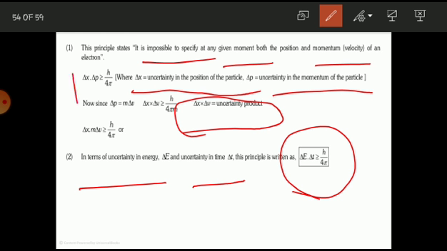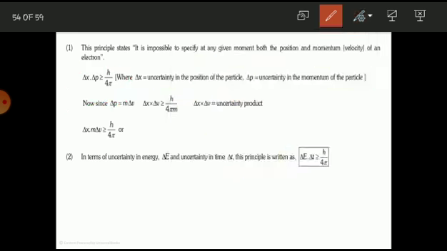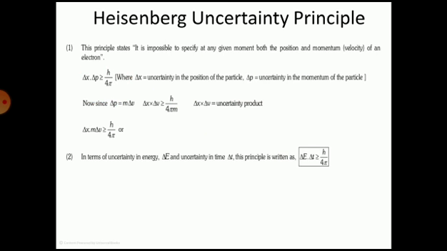So this equation is the Heisenberg uncertainty principle. You have to remember this, where delta x is the uncertainty in position, delta p is the uncertainty in the momentum of the particle, and h is Planck's constant, upon 4 pi. It states that it is impossible to determine the exact position and momentum of the electron.